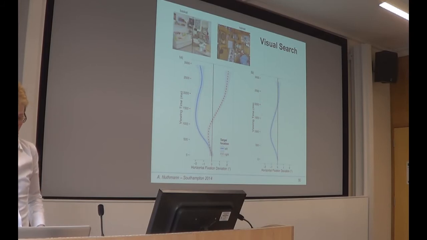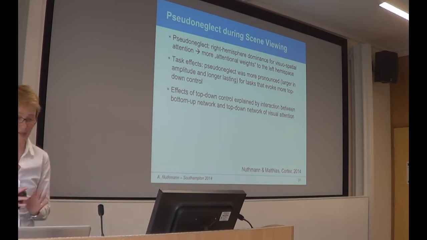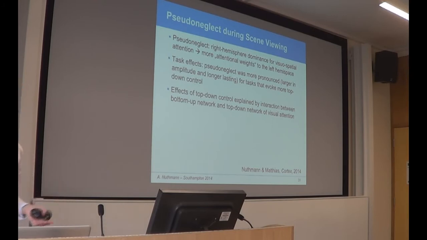And with regard to the explanation, most accounts of student neglect focus on the advantage of the right hemisphere in directing spatial attention. The right hemisphere controls the left side of space, so we attend more to stimuli presented in the left hemispace. That's not new, that's been known for a long time. The novel aspect, in my view, from a theoretical point of view, are the task effects, which we can summarize such that student neglect was more pronounced, larger in amplitude and longer in duration for tasks that involve more top-down control.